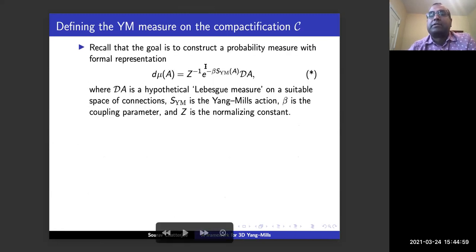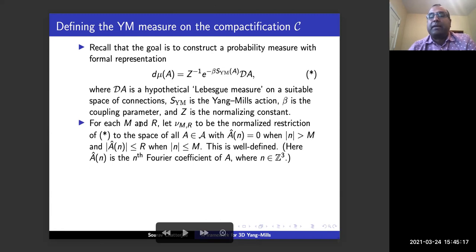Recall that we want to construct a probability measure with this formal representation. You have this hypothetical Lebesgue measure on the space of connections, and you have the Yang-Mills action: e to the minus beta the Yang-Mills action, times a normalizing constant, and then d mu A. So what do you do? You take some m and r, and let nu m,r be the normalized restriction of this measure. You can define this measure if you restrict yourself to all connections which have Fourier coefficients 0 beyond m, and Fourier coefficients with absolute values bounded by r when n is less than m. So this is perfectly well defined, with no problem defining this. It's a discrete approximation. You can do other kinds of discrete approximations using lattice gauge theories.